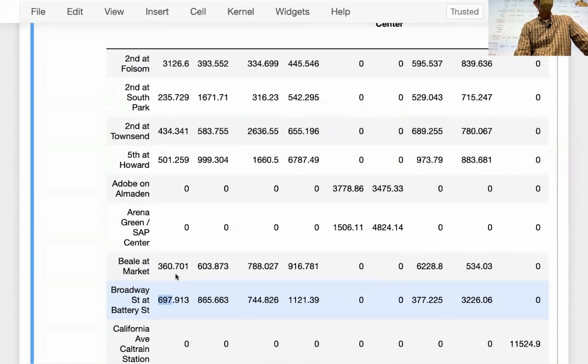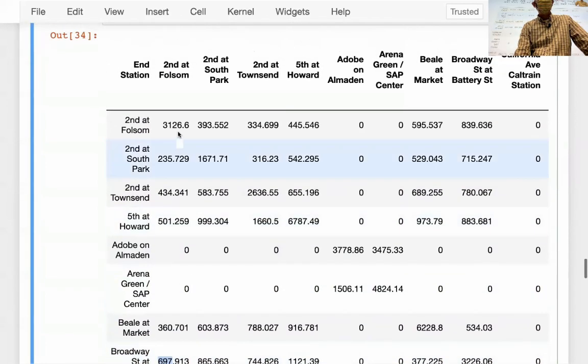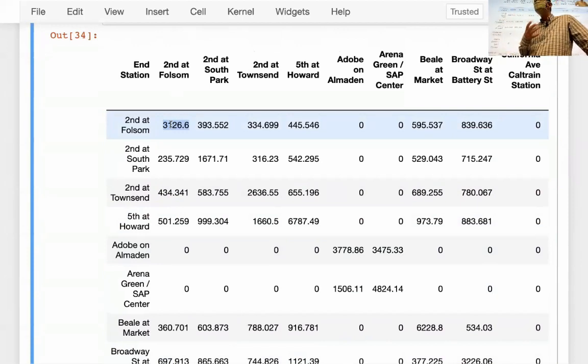But there's one quirk, which is that apparently it takes a long time to go from Second and Folsom to Second and Folsom. And that's because people are going somewhere else in between. So I don't think there's a perfectly simple association between how long an average trip is and how far it is, because sometimes people don't go in a direct line. Sometimes they get a coffee or something like that along the way. Can we fix that problem somehow?